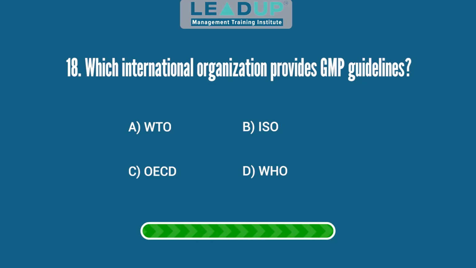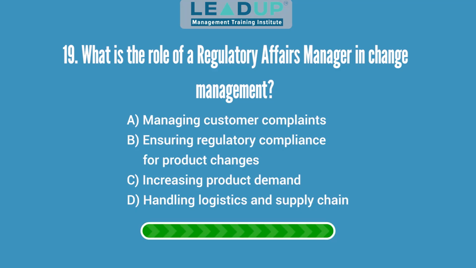Question 18. Which international organization provides GMP guidelines? A. WTO, B. ISO, C. OECD, and D. WHO. The answer is WHO.